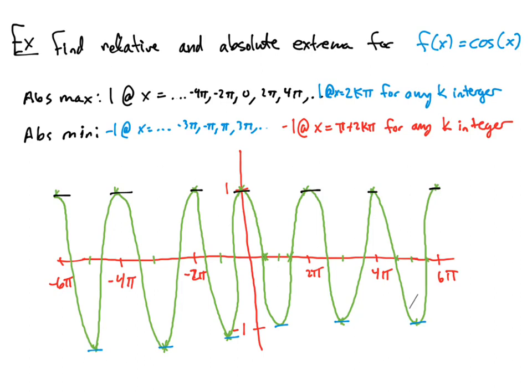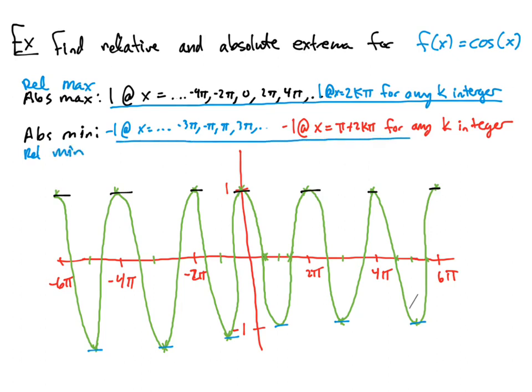And let's think about the relative max and relative min. Well, in fact, these are all going to be the exact same. So the absolute max and the relative max are both satisfied by all of this. And then the absolute min and the relative min are satisfied by all of this. So let's dissect that just a little bit.